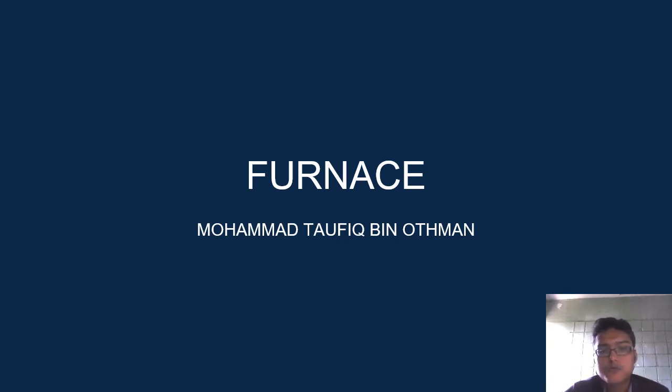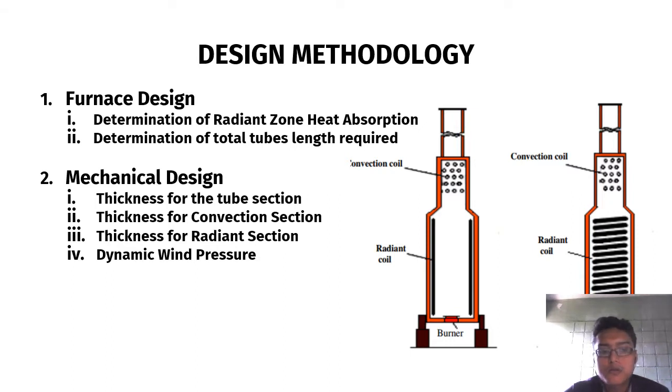Okay, so let's proceed. The design methodology in order to determine the furnace has two parts: the first part is determining the furnace design, and the second part is the mechanical design. For the furnace design, we will determine the radiant zone of the heat absorption, and we will determine the total tubes length required, because from this total tube length required, we can determine the overall height of the furnace.